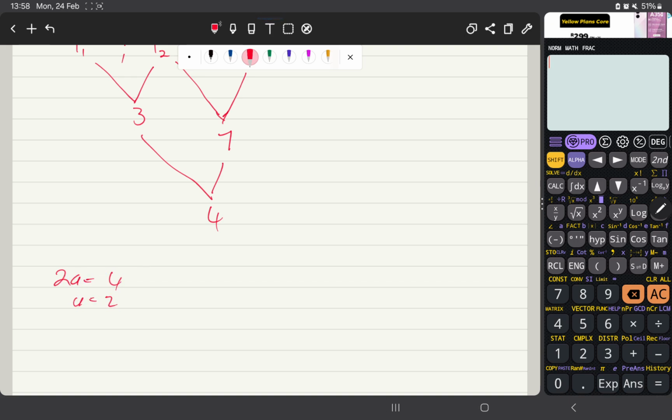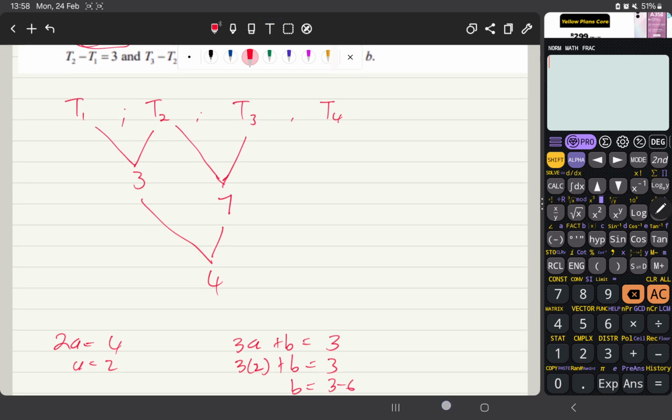You're done, right? Then you go to 3a plus b equals 3, right? Then that's 3 and that's 2, right? You have b equals 3 minus 6, which is minus 3. Then you are done, right?